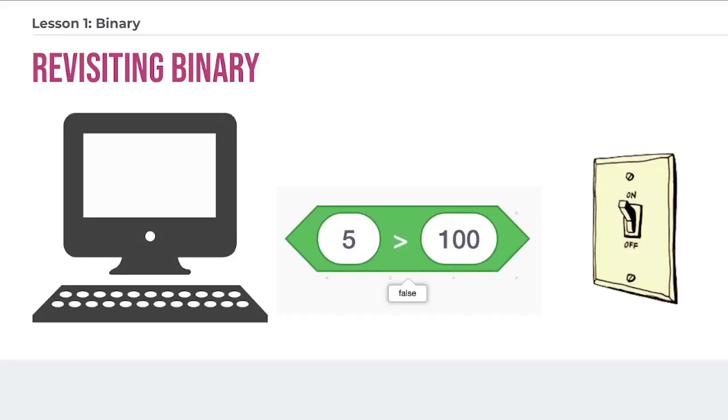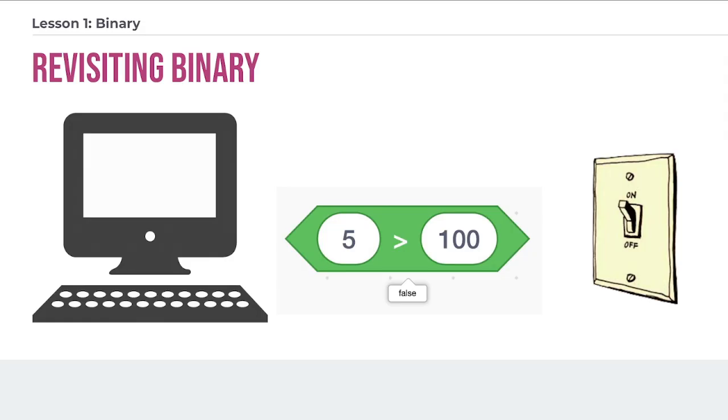We didn't really make too big of a deal about it at the time, but now we really need to take a much closer look at what binary is and how it works. We've already talked about binary several times in this course, and by now you probably have the idea that binary is a pretty big deal when it comes to computers and to computer science.